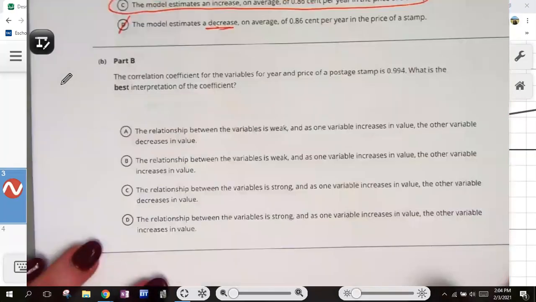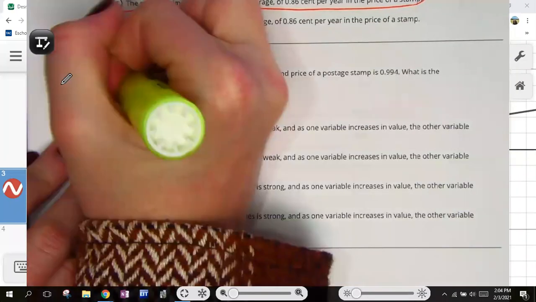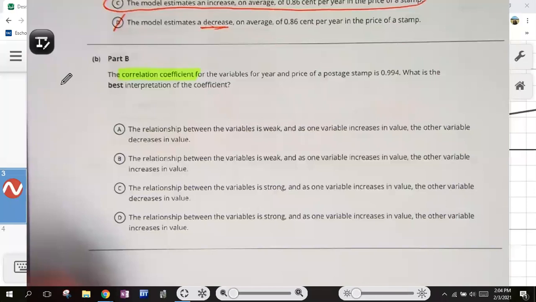All right, correlation coefficients. This was lesson 7 and 8. Okay, so the correlation coefficient tells you how strong or weak the data is compared to each other, okay? So this is when we were given that R value number and you had to put whether it was strong, weak, positive, or negative, right? Okay, so we talked about the closer the value was to 1 or -1, it was stronger. And then the closer the value got to 0, it was weaker.